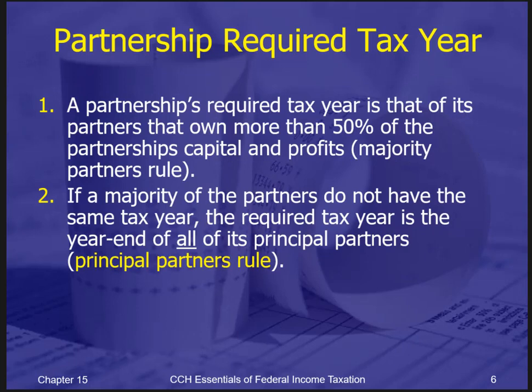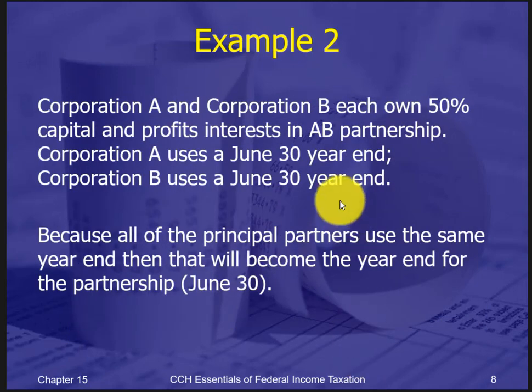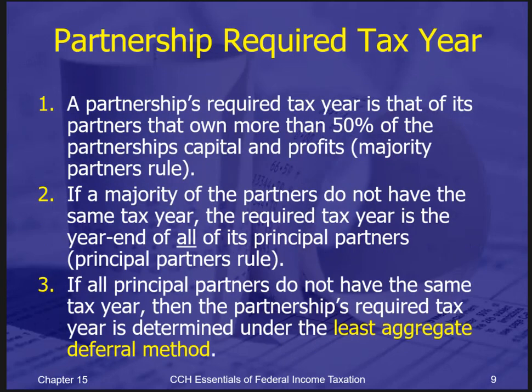Second, if there's no clear-cut majority, maybe you have three partners that have 33% each or 50-50 or something, then you have to match it with all your principal partners. So you're only going to consider those that have more than 5%. So in this case, A and B each own 50%. They both have the same tax year. So the year end for the partnership is pretty straightforward. June 30th matches all of those principal partners.